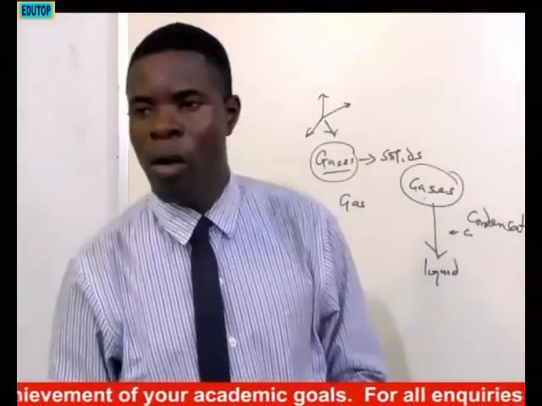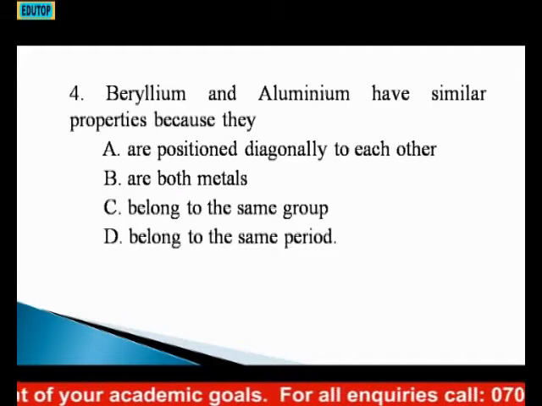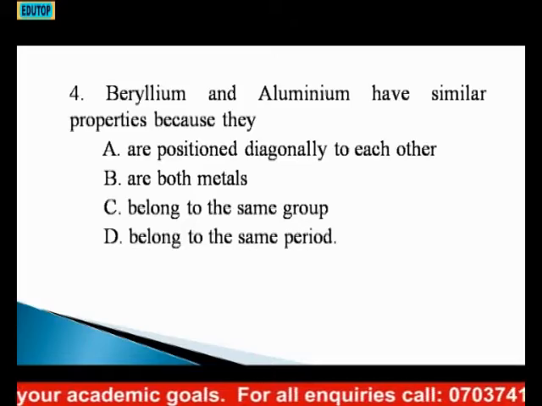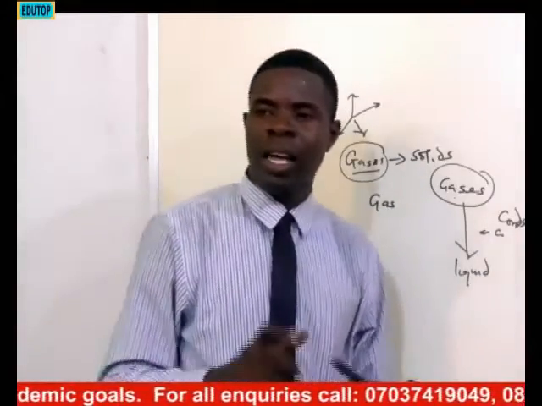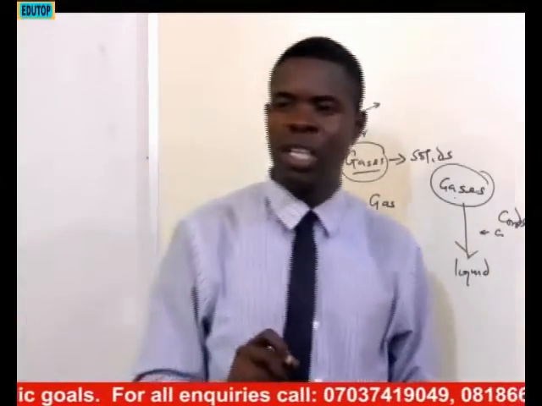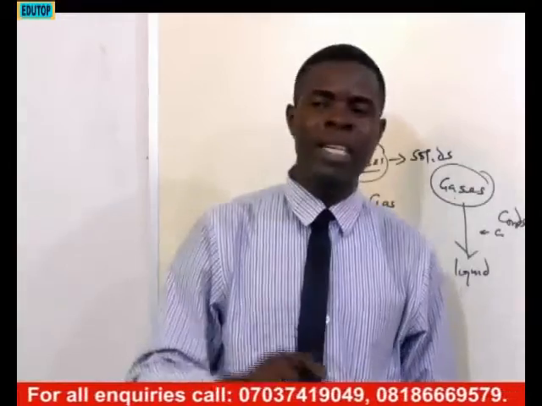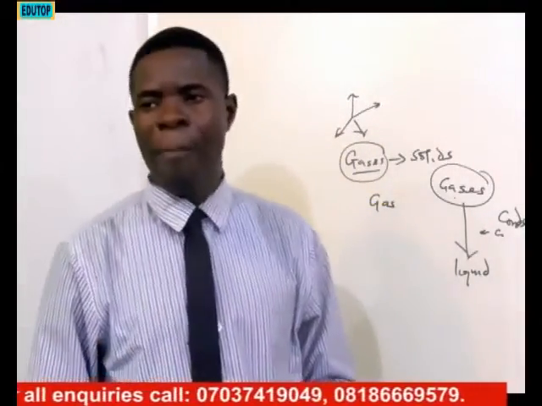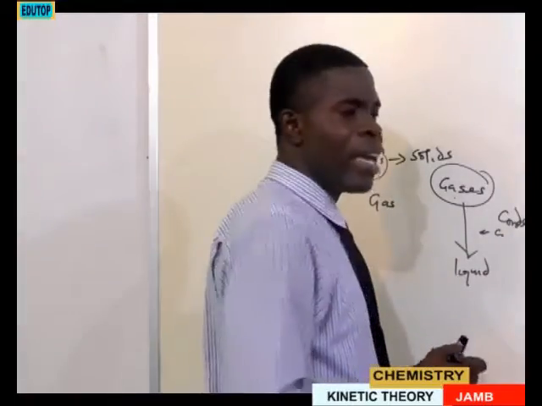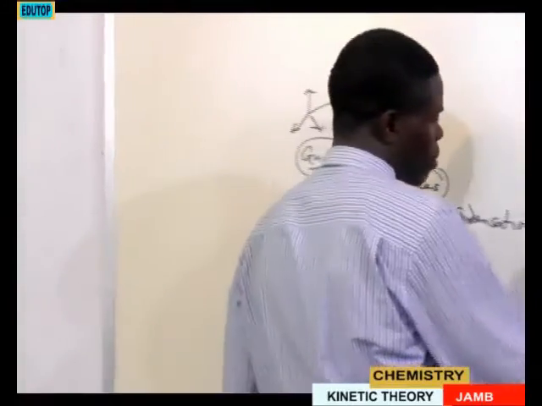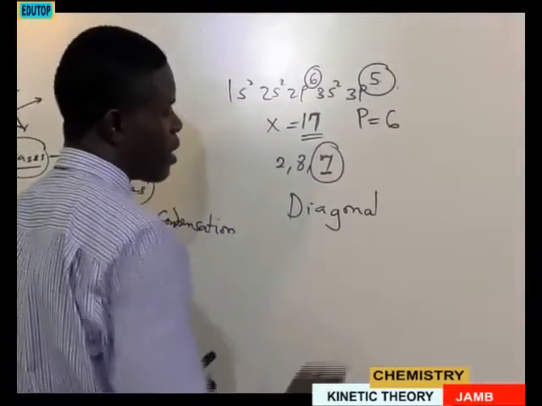Then question 4. Beryllium and aluminium have similar properties because they, first and foremost, you need to know, because it is very pertinent to note each time a question is asked, quickly relate to the topic that is concerned. When you talk about beryllium and aluminium, what they are testing here is the diagonal relationship, which we have talked about in our previous lesson.